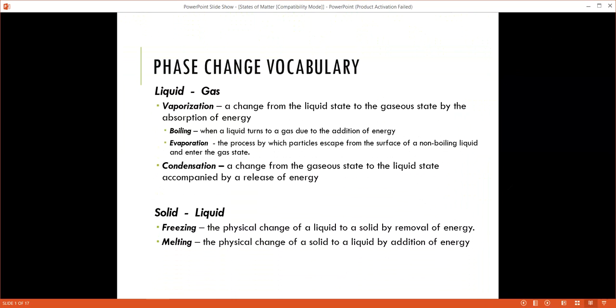Solid to liquid phase change. When you have a liquid that becomes a solid, that's called freezing, because that liquid is losing energy, or getting energy removed from it, so that it loses enough energy to become a solid of whatever substance you're looking at. Melting is the reverse. Melting is when you have a solid substance that you add energy to so that those particles begin to move faster and become a liquid.